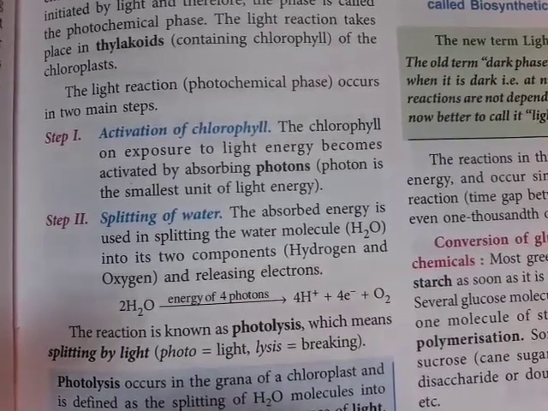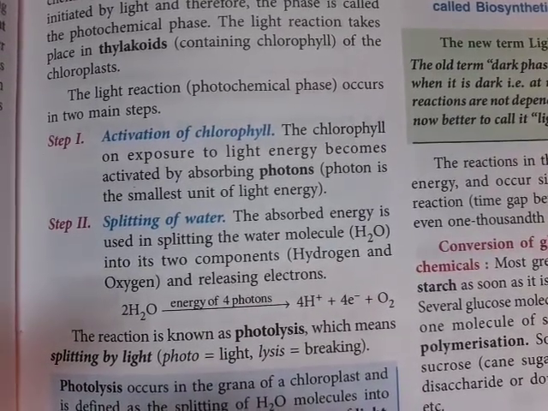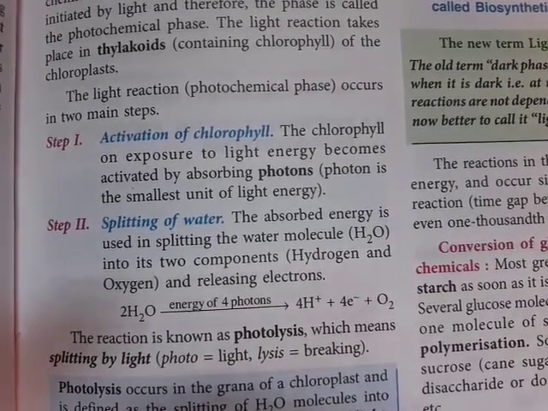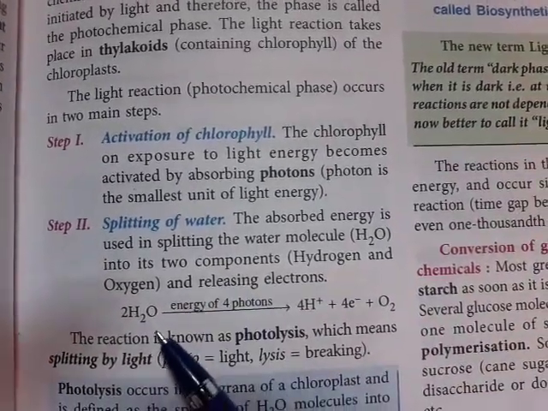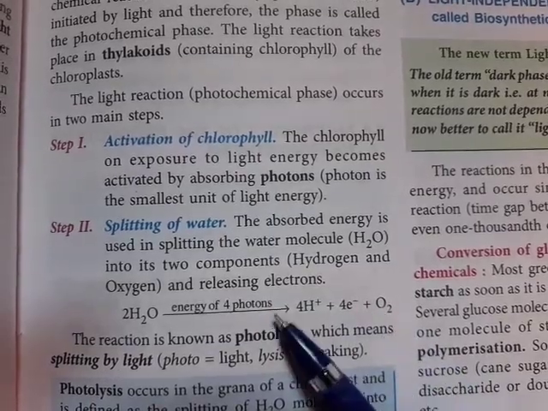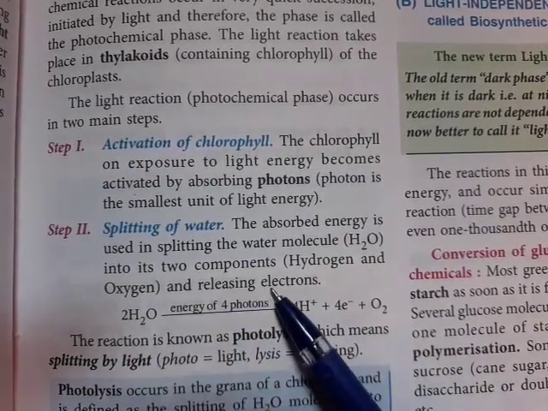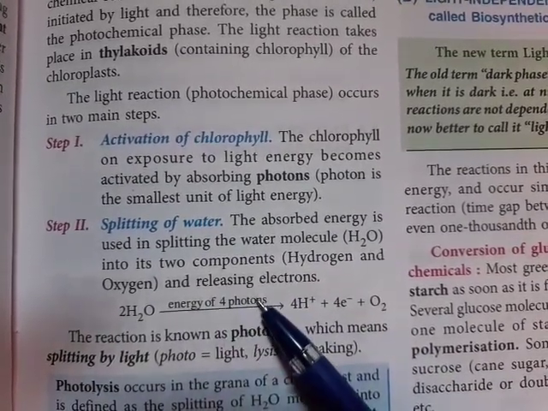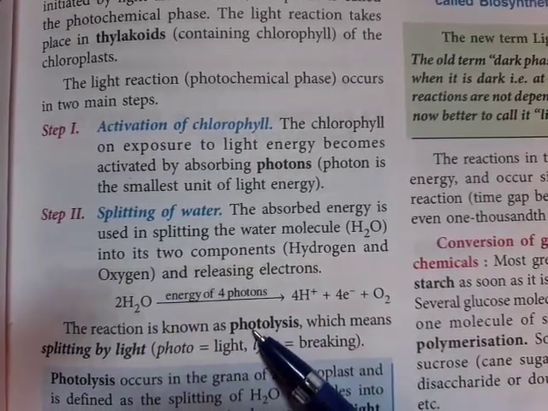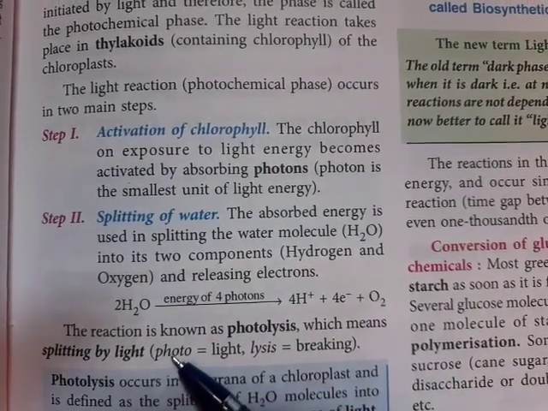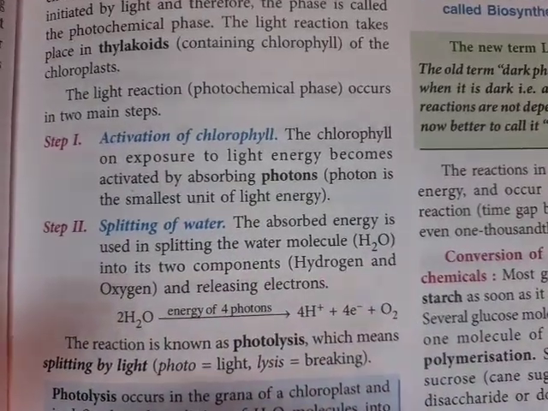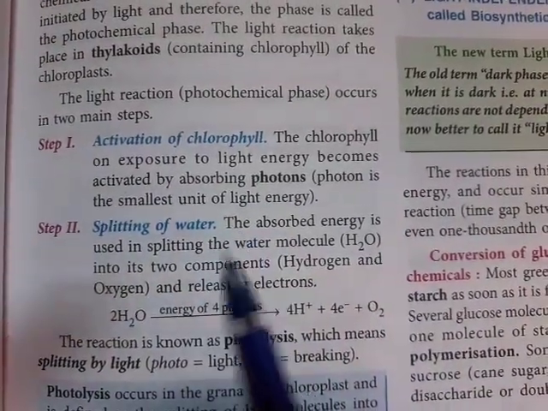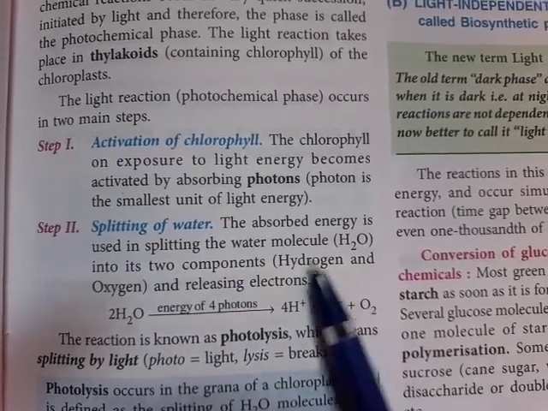Water will be split. So here the absorbed energy is used in splitting up the water molecule into two components, which are hydrogen and oxygen. So here we can see water has split into hydrogen and oxygen by releasing some electrons, which is the energy of 4 photons. This reaction is called photolysis, which means splitting by light.